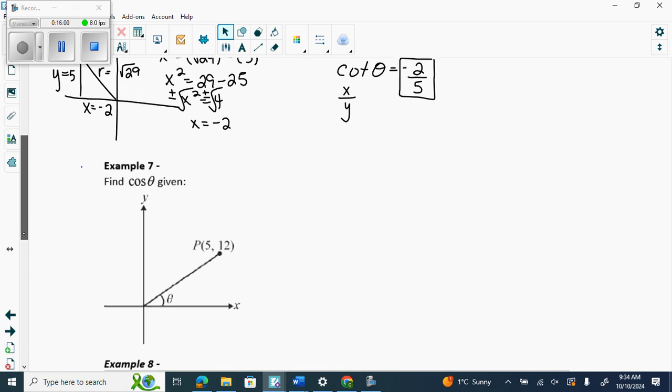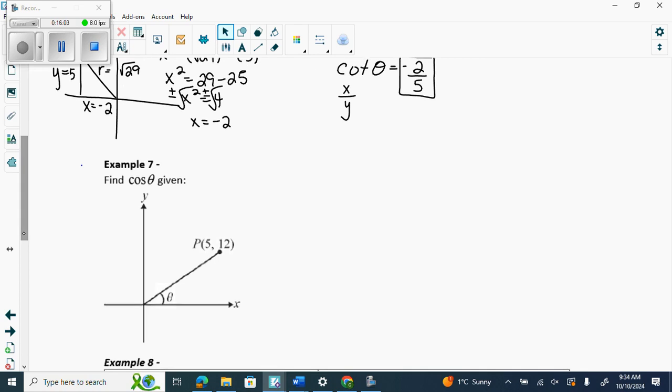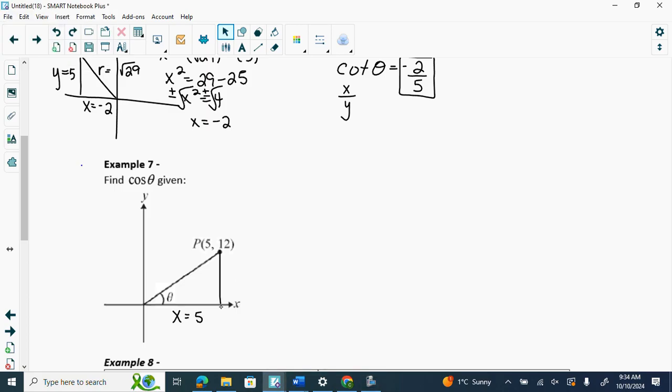And then this one, find cos. So we'd have to get our x equals 5, y equals 12, r equals 13, I believe. 5, 12, 13 often goes together. And then 3, 4, 5 is another one that often goes together.